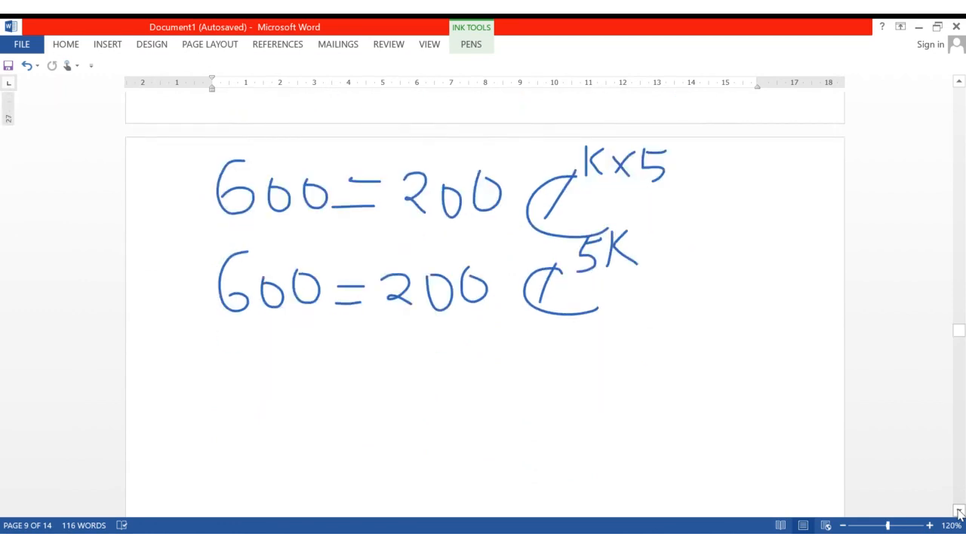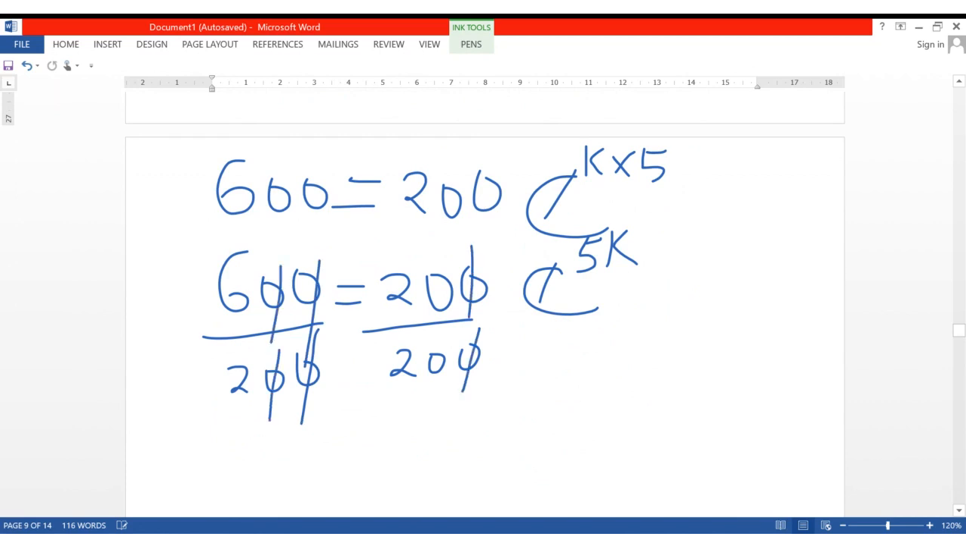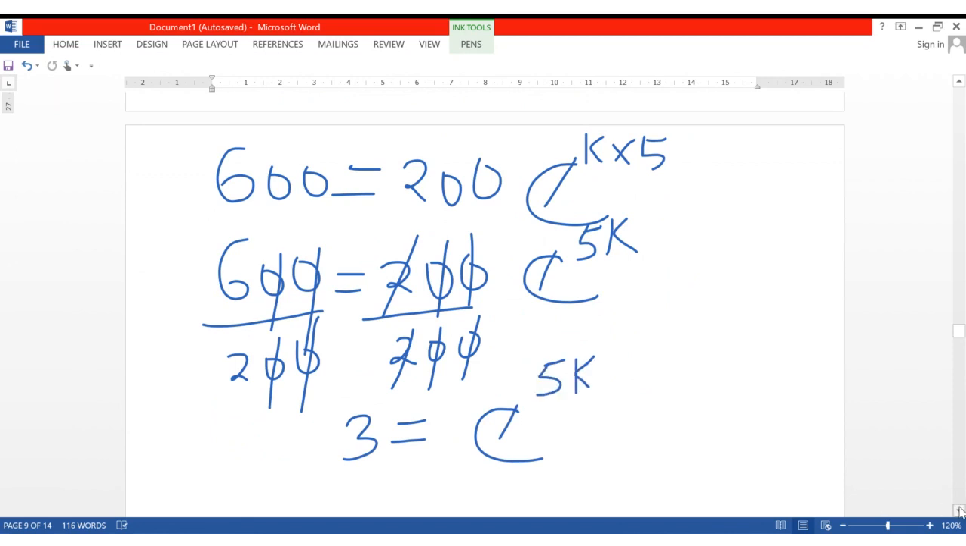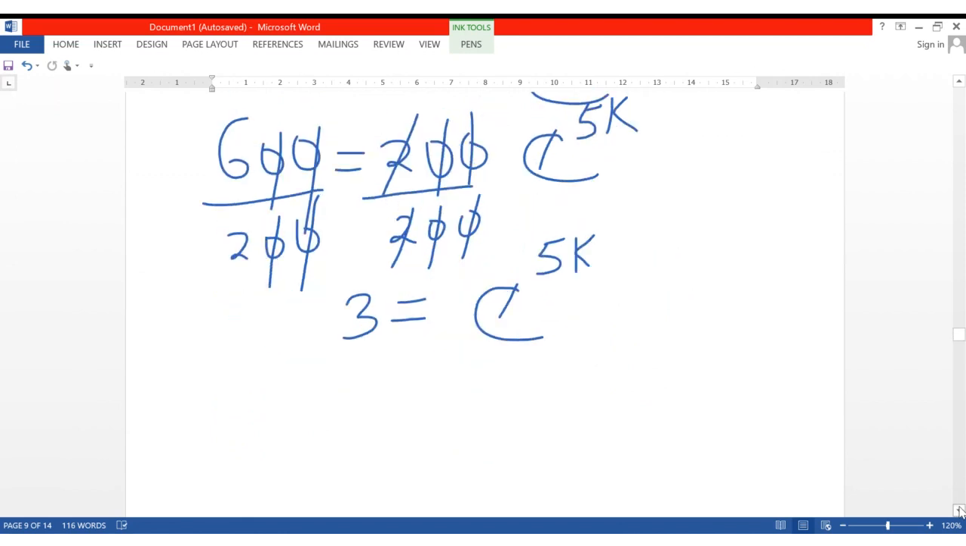I'll bring like terms together. So first of all, I remove this 200 this side. I divide both sides. I remove the 200 like that. I cancel. This one, 6 divided by 2, remains 3, and then exponential 5K. So when you reach there, I'll ask again, how can we be able to solve for K?